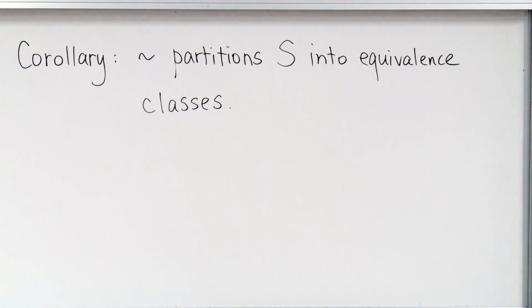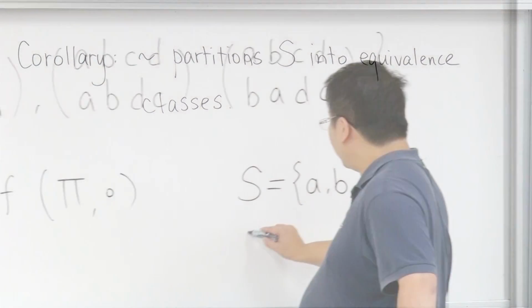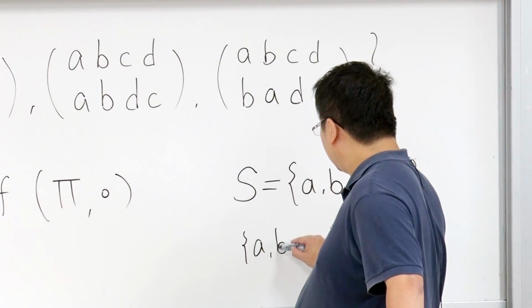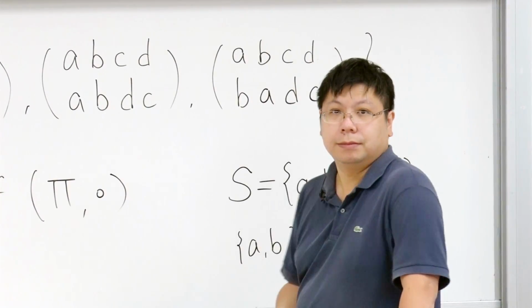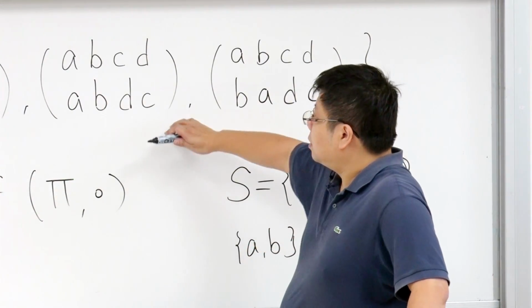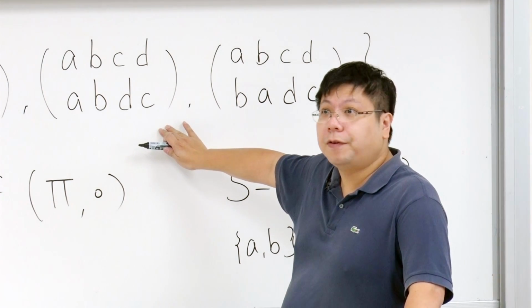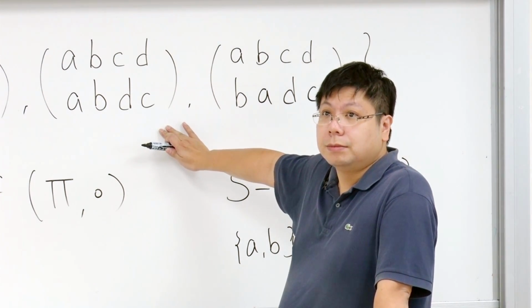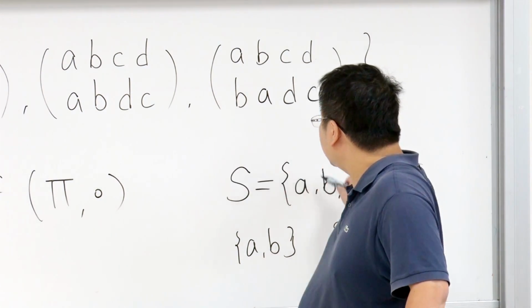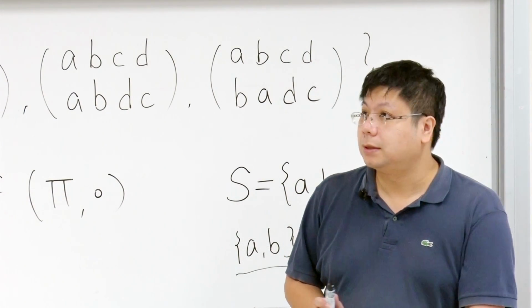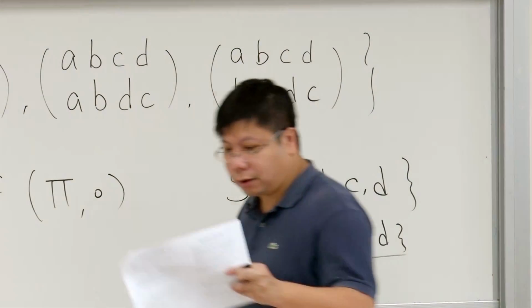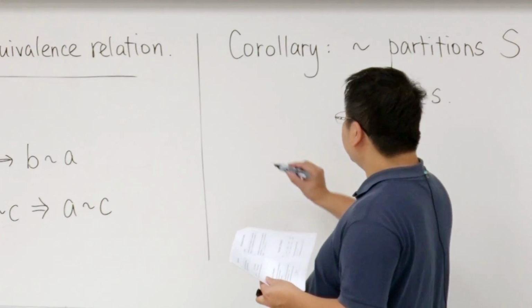So in an example, original S is A, B, C, D. Then we find that A and B are related, and then C and D are related. So this group G defines a relationship, and then this relationship partitions the set S into two groups. Each one has two items. Is that okay? Okay, now we are ready to talk about Burnside.